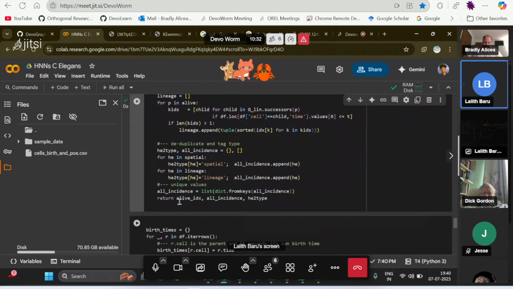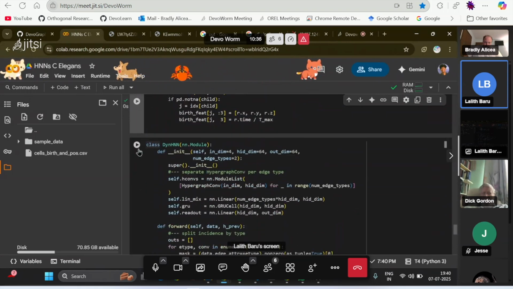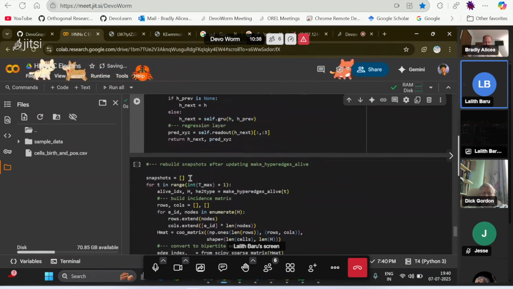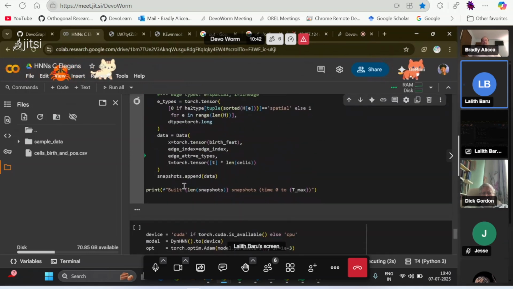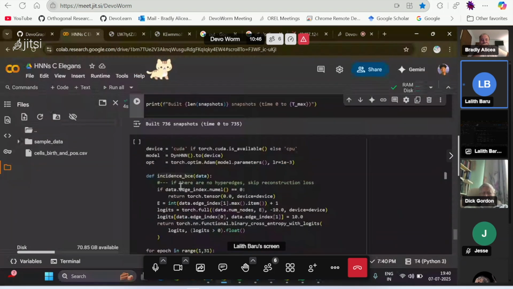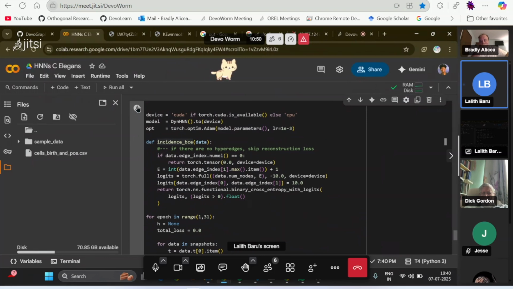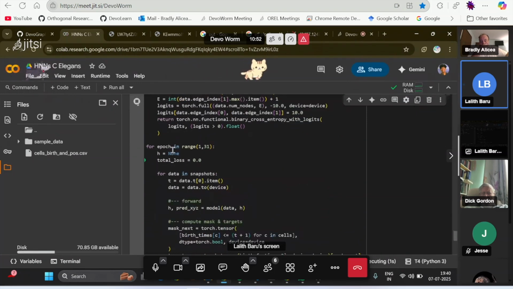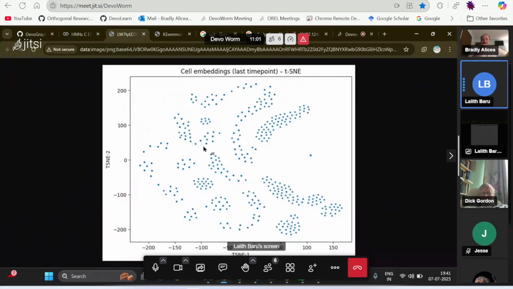So this is the helper function, and this is the birth times information. This is our neural network, and this is our alive or not information. Snapshots are here, and this is our loss function. This will take a little time. Once it's done, we can plot them. I saved the plot here so that it looks similar to this.